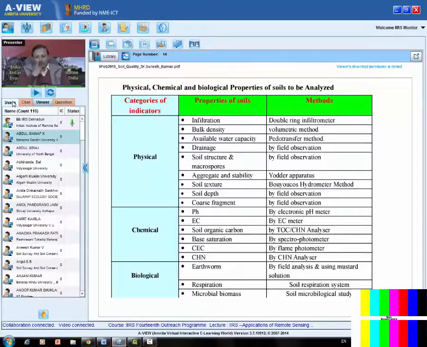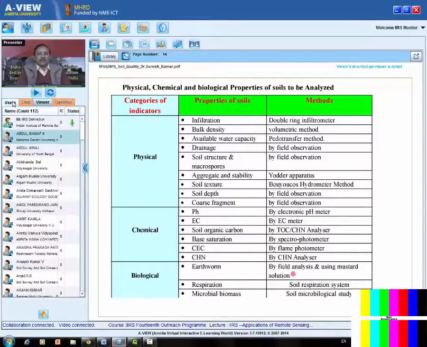So I will show you here the properties, physical, chemical and biological, and which instrument we need. For example, infiltration rate, you need a double ring infiltrometer. Bulk density, you need your soil core sampler. Available water capacity, you can measure with the help of equations. Drainage, field observation. Soil structure, field observation. Aggregate stability or soil structure, we need other apparatus. Soil texture, hydrometer method. Then pH meter, EC meter, soil organic carbon, TOC, CHN analyzer.